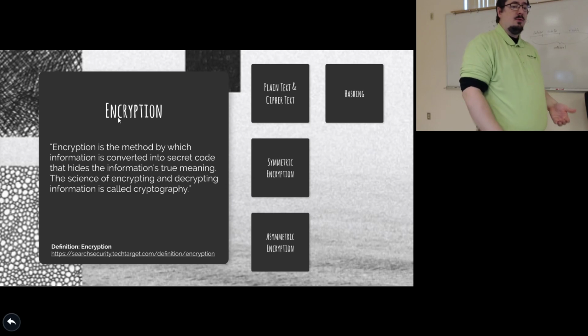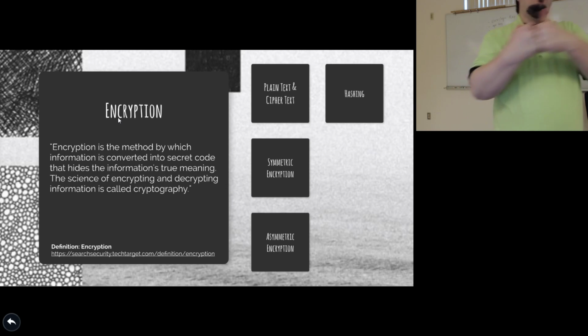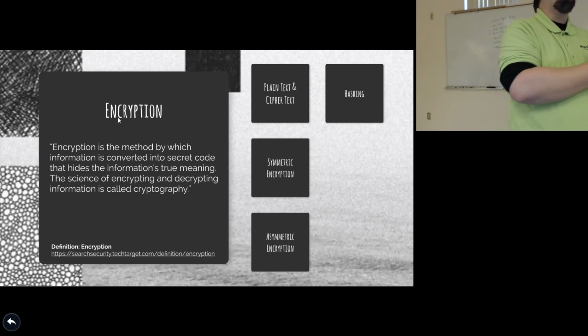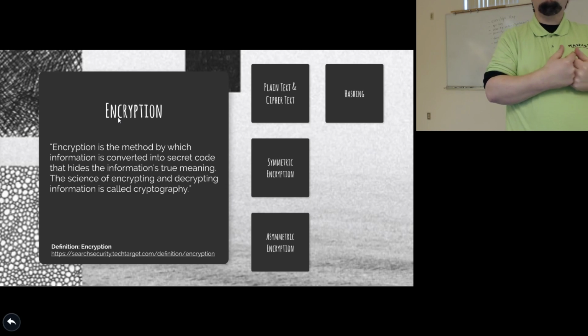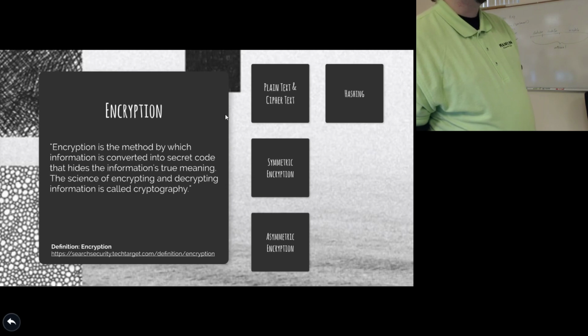So, general definition: encryption is a method by which we convert information into a secret code, in terms of hiding the data. The science of that we call cryptography. Cryptography's been around a long time. It goes all the way back to the Romans, for sure, and possibly earlier. It's been around a lot longer than even when we've had computers. So there's a lot of theory around it, but there are some things specifically to know, especially when it comes to computers.